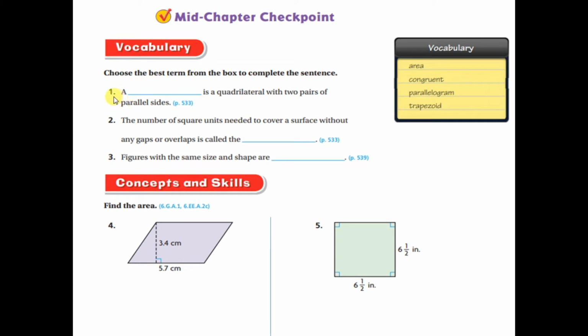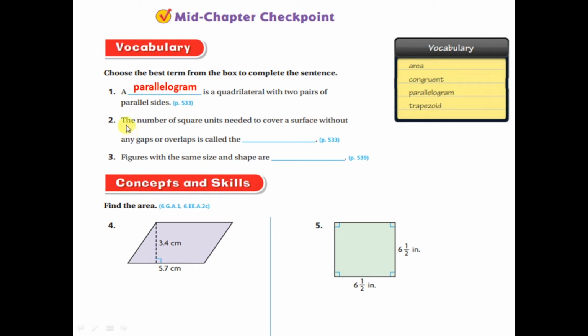So let's start over here with number 1. A blank is a quadrilateral, and we said quadrilateral means a 4 sided shape. So this is a quadrilateral shape and this is a quadrilateral shape also with 2 pairs of parallel sides, and we said parallel sticks to the word parallelogram, so it's parallelogram. Parallelogram has what? It has 2 pairs of parallel sides.